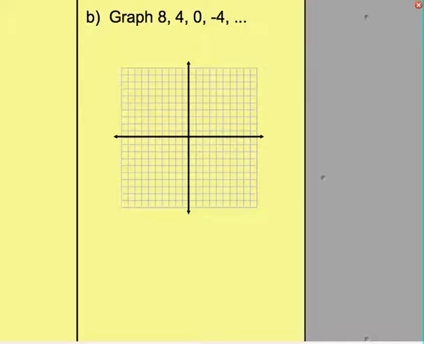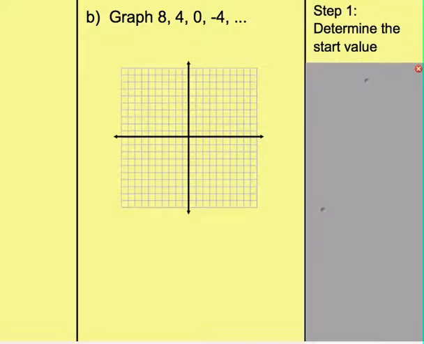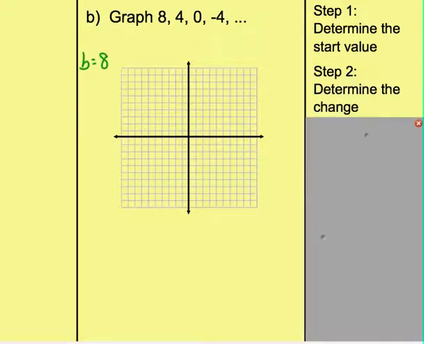Let's look at one more of this type. We've got 8, 4, 0, -4. Same process, figure out that start value. So in this case, our first term is 8. Figure out that amount of change.